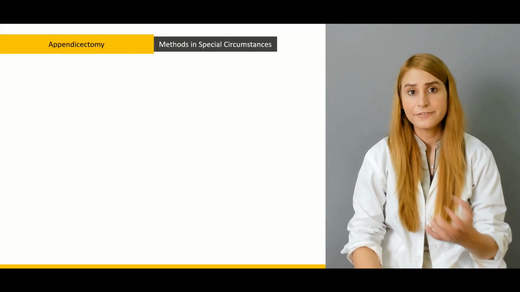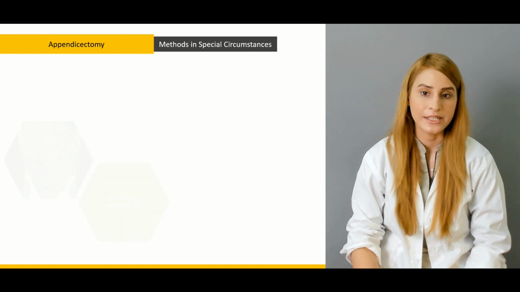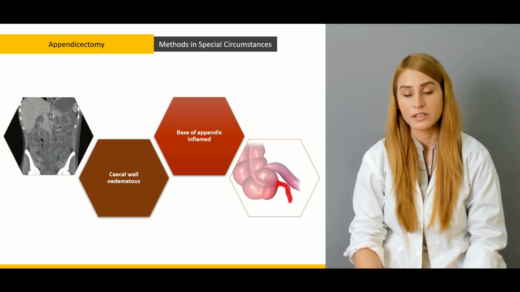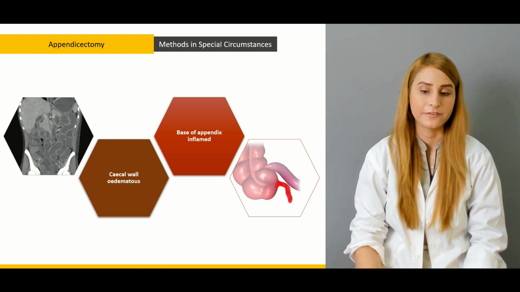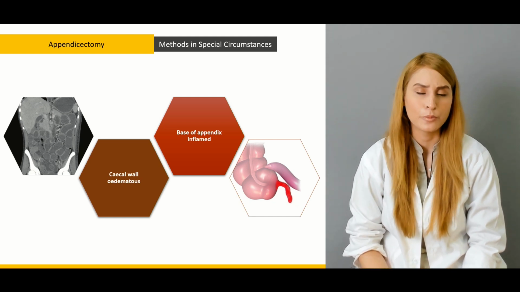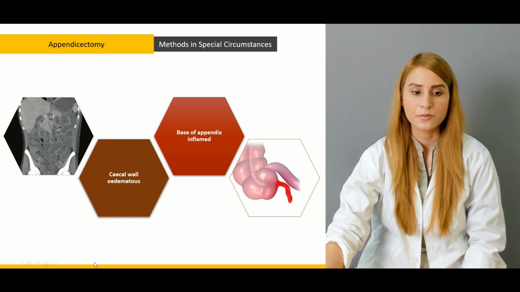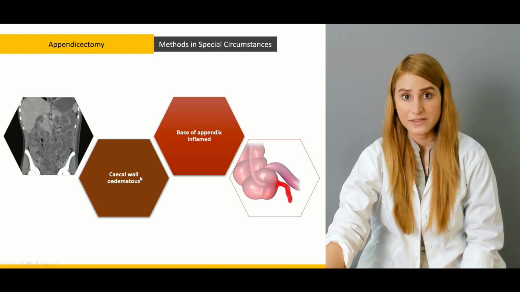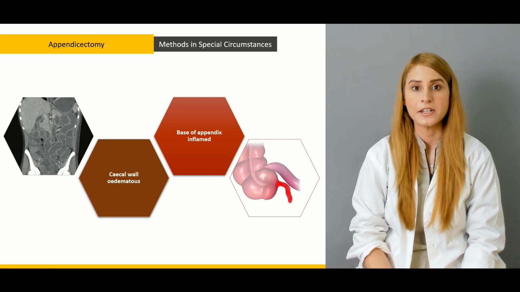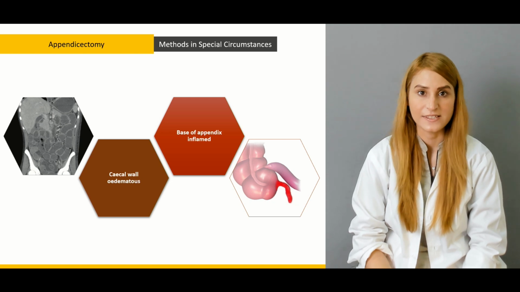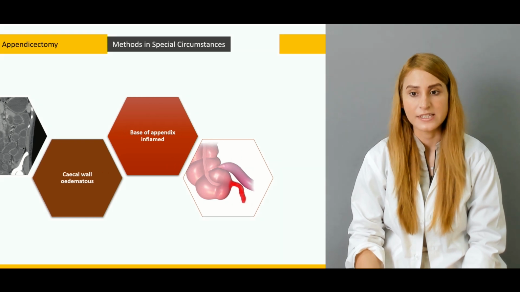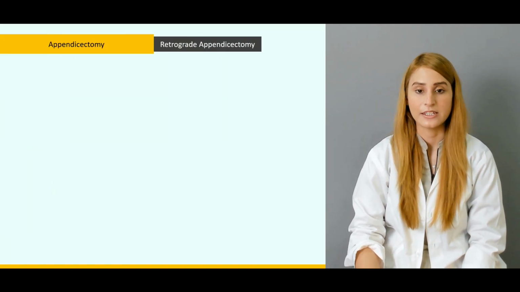Okay, so there are a few methods which you have to follow in special circumstances, like if the cecal wall is edematous or the base of the appendix is inflamed. Most of the time we do the open appendectomy, but sometimes in special circumstances there is an edematous cecal wall, so you have to ligate the base of the appendix very, very carefully so that you do not injure the cecum, because whenever the tissue is edematous, it's very friable, it's very fragile, so you have to keep that in your mind.